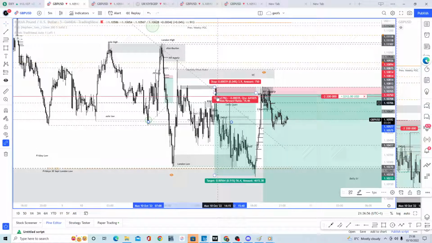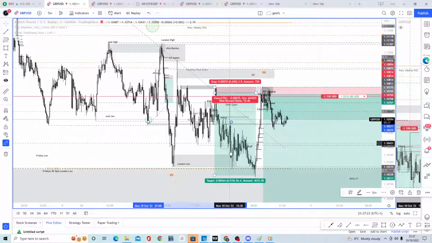I also had prop positions in, which got tagged out as well because I scaled them in. I was heavily in profit on prop, like 10 grand or whatever, and then it takes me out break even. But luckily my personal trade stayed in because I had it in right at the top.